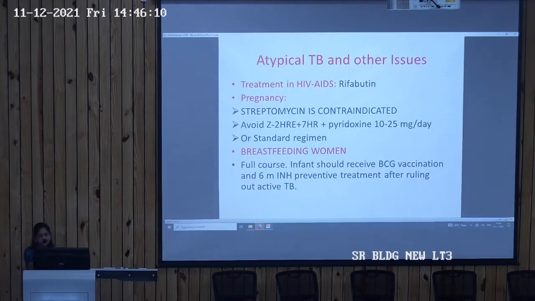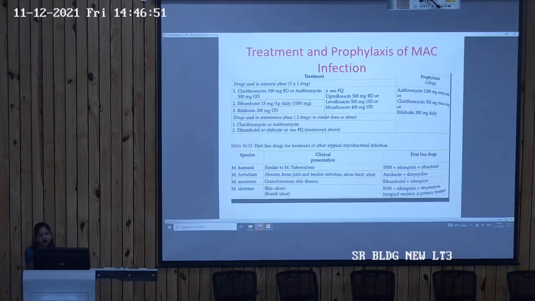What is the main regime for drug sensitive TB? 4 drugs for 2 months, 3 drugs for 4 months. Or you can give 2 HRE, 7 HR. But streptomycin is contraindicated. Pyridoxine has to be given, 10 to 25 milligram per day. For breastfeeding women, again the same course you have to give, and give the BCG vaccination and INH prophylaxis. For 6 months, INH preventive treatment is to be given as a prophylaxis. Mycobacterium avium complex infection is also prevalent, especially in these immunocompromised patients.